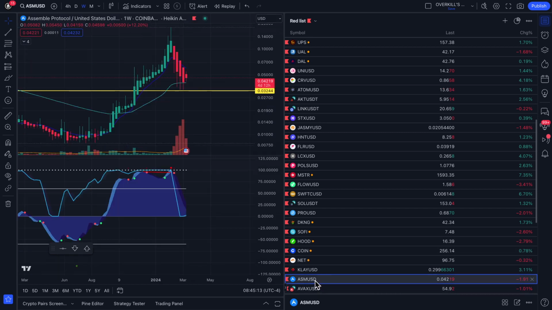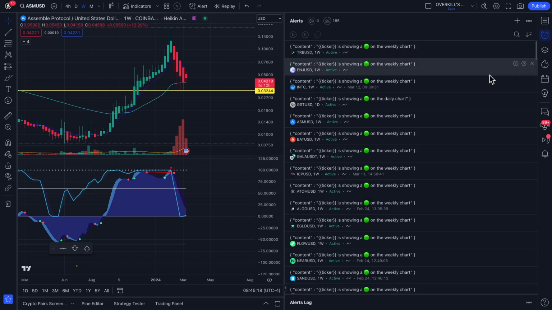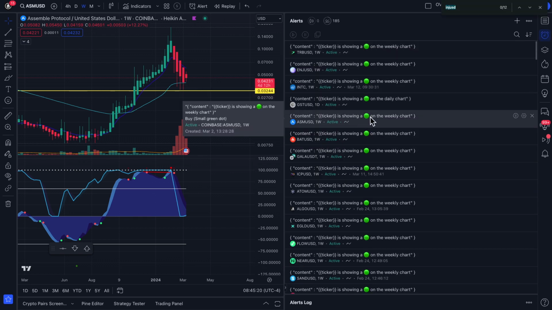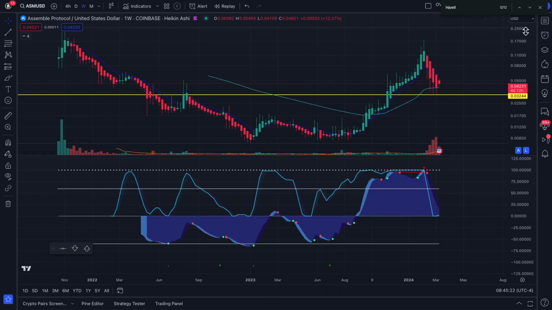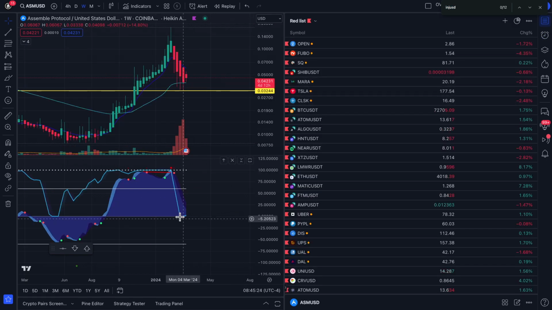Here's ASM. I'm actually going to add this one to the look-at-the-buy list as well. I want to make sure we have an alert set up on this. Yep, we do. Weekly alert. So we're going to get the green dot signal on ASM if it happens. We've had a couple people asking about this.